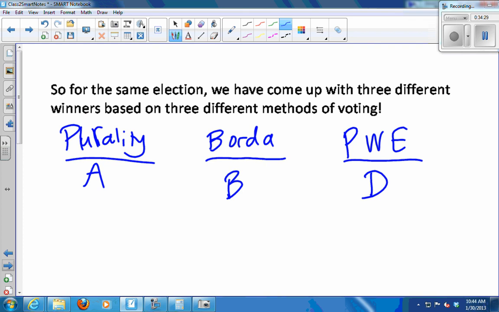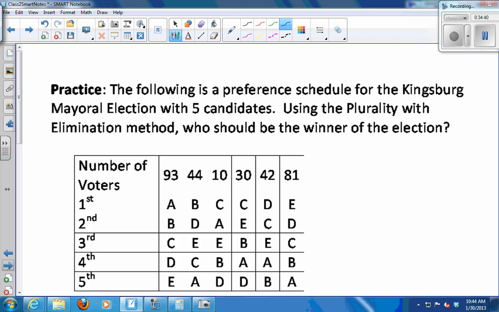Yeah. But you can still violate Condorcet? I don't know. I mean, we'll find out. We will.